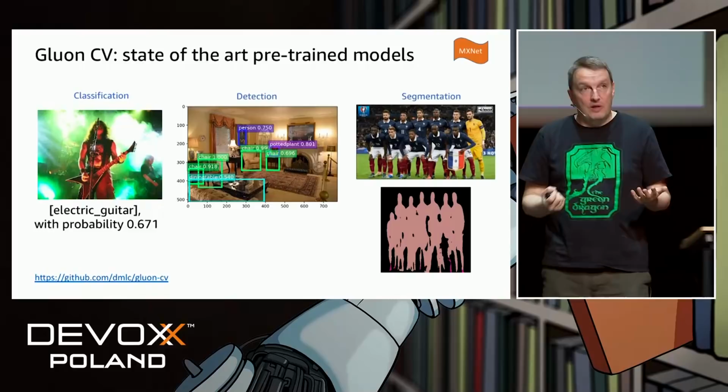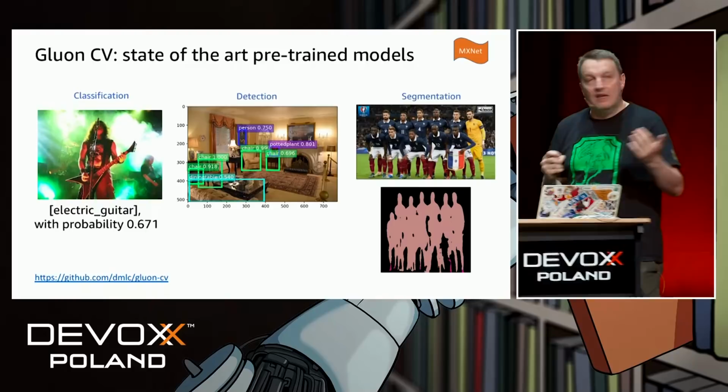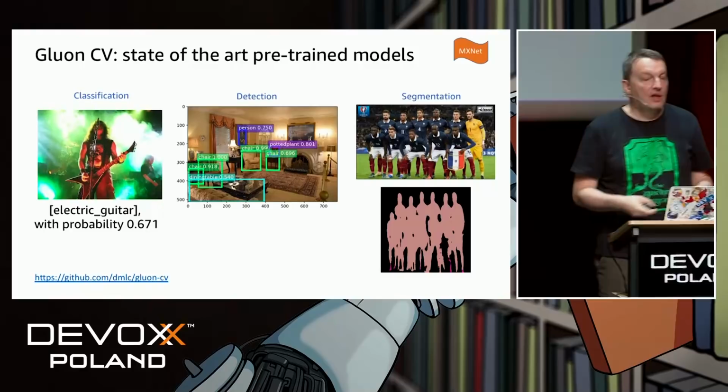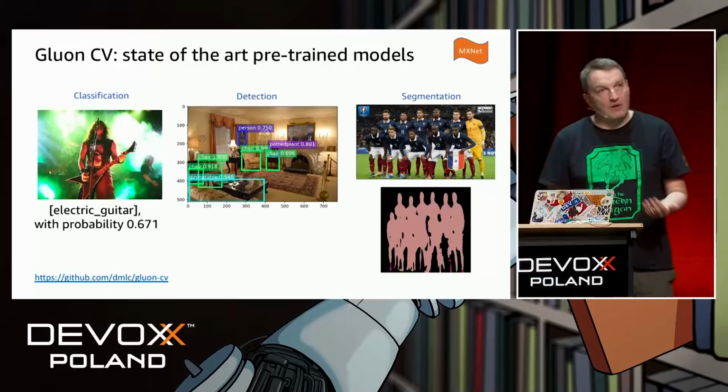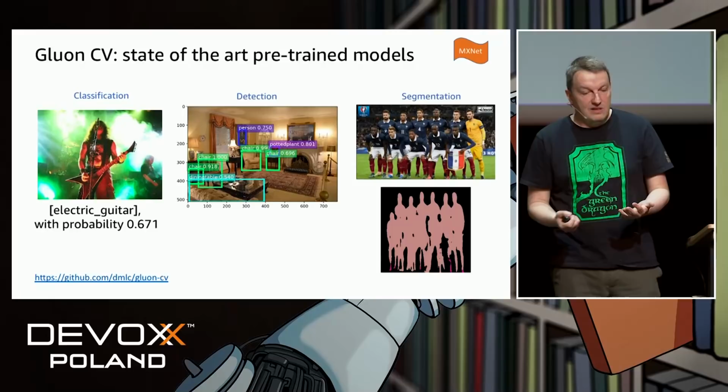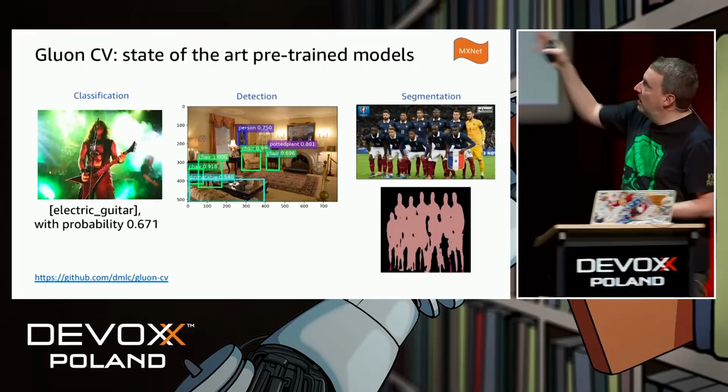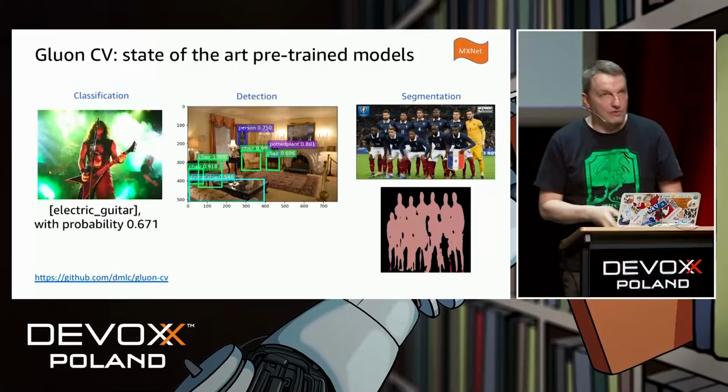There's an extra API in MXNet called Gluon, and specifically Gluon CV, which means computer vision, that provides you with a collection of pre-trained models. These are state-of-the-art models with hundreds of layers. They've been trained on really, really big data sets. And you can do classification, detection, segmentation, right? These are just a few examples. And any of those is literally 5 lines of code. So I'm just going to show you one, but you'll find everything on GitHub.